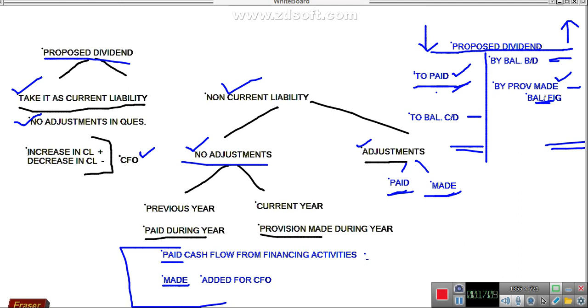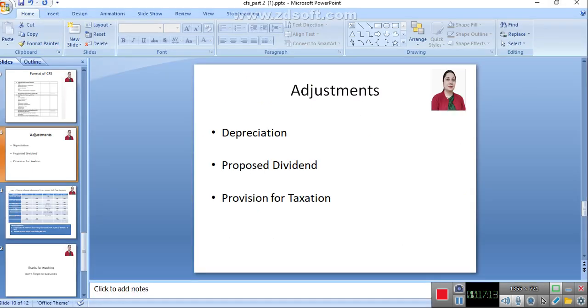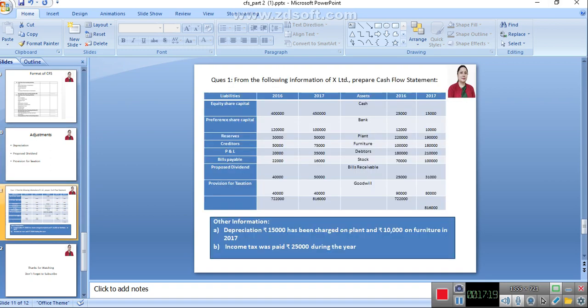In the similar manner, you have to adjust provision for taxation. Like you have adjusted this proposed dividend, in the similar manner you have to adjust provision for taxation. Now let us do this simple kind of question.